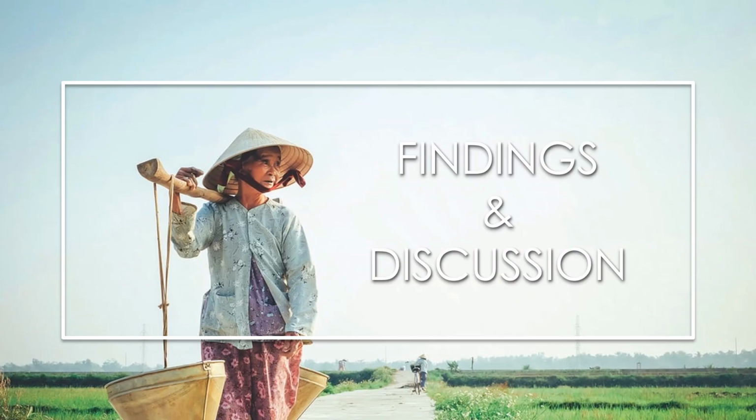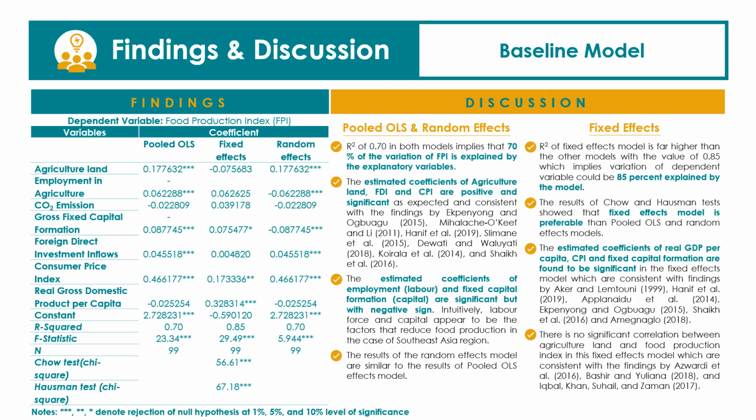Now I proceed with the third part, that is on findings and discussion. For the baseline model, which is the model without interaction terms included, the results of the panel regression using pooled OLS and random effects revealed the R-squared of 0.7 in both models, implying that 70% of the variation of food production index is explained by the explanatory variables. The estimated coefficients of agriculture land, FDI and CPI are positive and significant as expected and consistent with the findings of previous studies. The estimated coefficients of employment, labor, and fixed capital formation capital are significant but with negative sign.